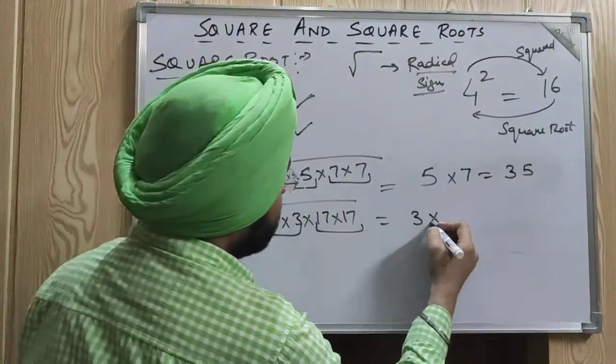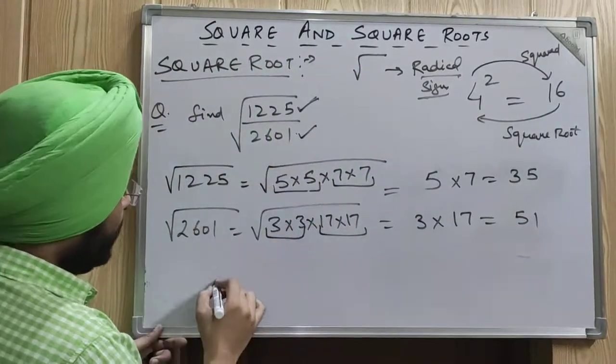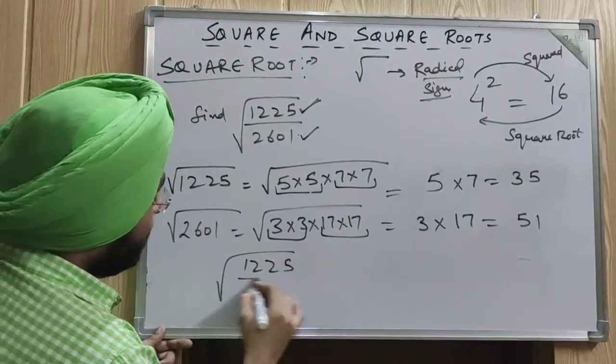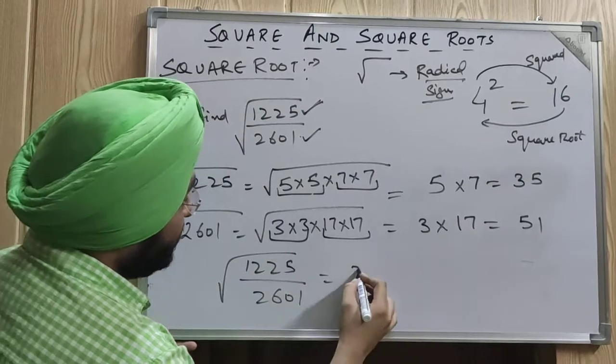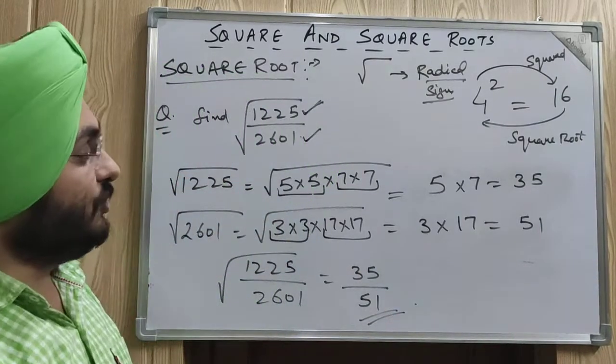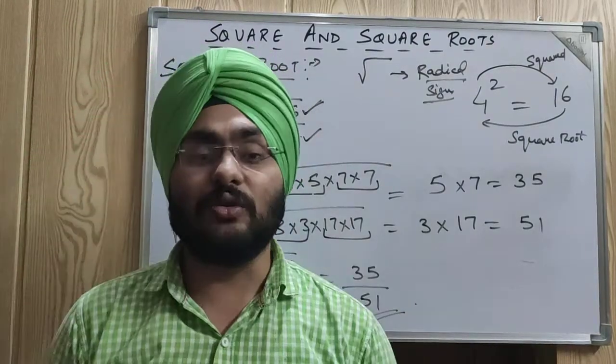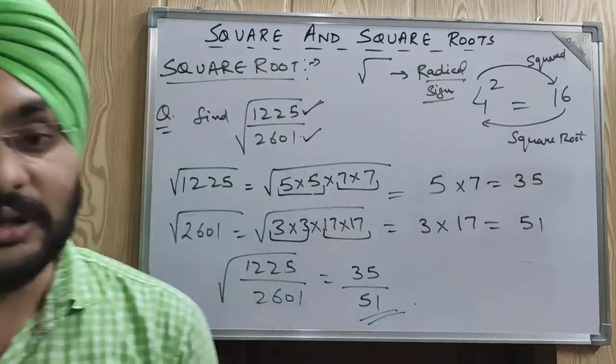So this can be written this way. 3 into 17 will be 51. So I can say here the square root of 1225 divided by 2601 will be equal to 35 by 51. So this will be your answer. We'll be doing some more questions regarding this so that it can be easily understandable to you. Coming to the next now.